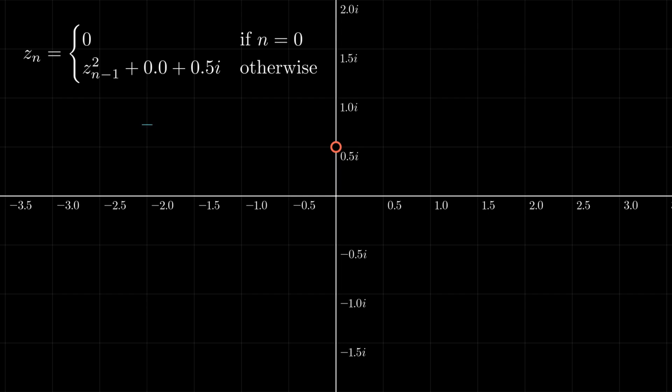Let us try again. This time with the number -1 plus 0.5i. This time the sequence keeps drifting further and further apart. We conclude that the sequence diverges, and thus we color it with white.